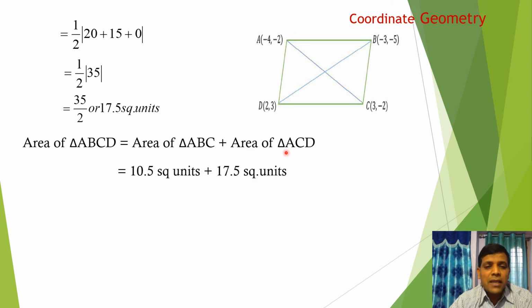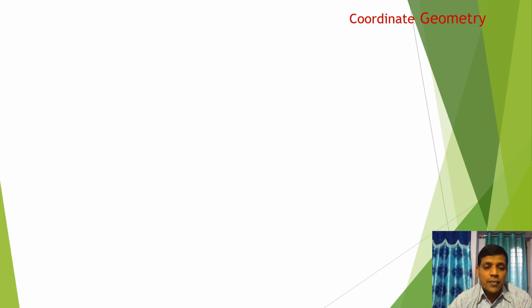Now area of triangle ABC is 10.5 square units. Area of triangle ACD is 17.5 square units. So 10.5 plus 17.5 we get 28 square units. So what is the area of quadrilateral ABCD? 28 square units. Are they clear? So coming to the next question.